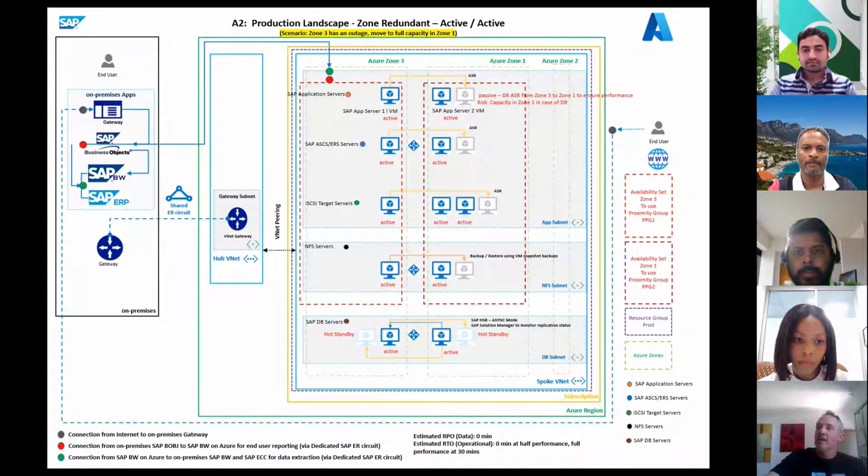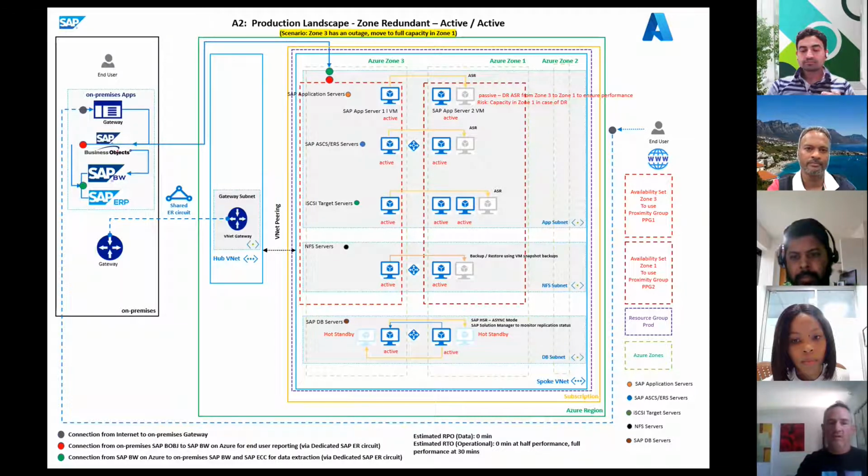I also like it, and it's preferred for a couple of reasons. Basically, your RPO is almost zero. Your RTO is zero at half performance, because we're running across two zones. If one zone goes down, I'm only going to have half the resources running in the other zone, so the performance will be halved. And my RTO at full performance will probably be about 30 minutes to get the other side up and running again.